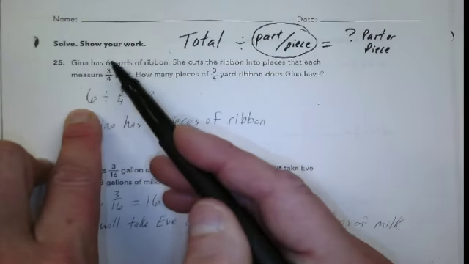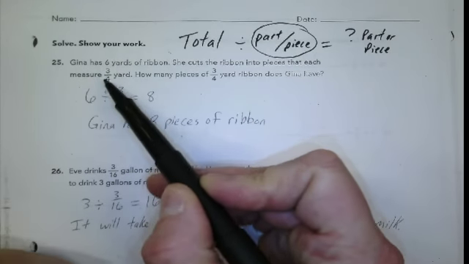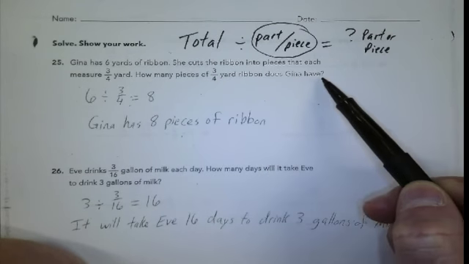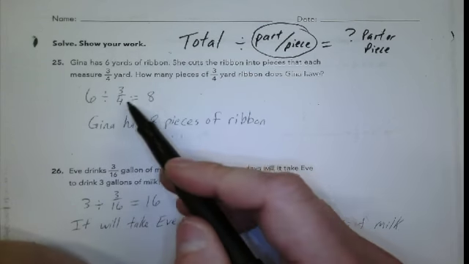The tricky part here is it looks like they give you 3 numbers, but they don't. They only give you 2. 6 is your total, and then 3/4 is your part. They just restate that part in the question. The question is asking about that part. And so 6 divided by 3/4 equals 8.